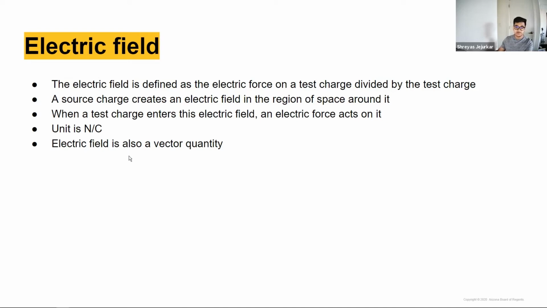And the electric field is also a vector quantity. So when we're denoting electric field, just like the electric force, we're going to denote it using a vector, basically what direction the force is acting in. And even in this case, it's going to be a unit vector, because if we don't use a unit vector, it may influence the value of the magnitude of the force. So that is why we use unit vectors for this.